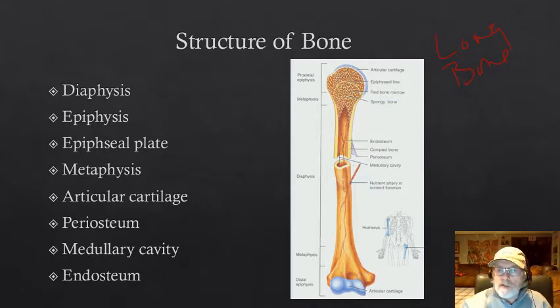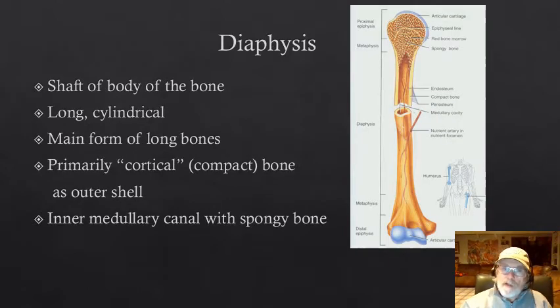So let's go ahead and get started because we have a lot to talk about. First of all, let's talk about the diaphysis. The diaphysis is basically the area or the shaft of the bone. So this arrow shows where that diaphysis is. We start about here down to about there, and basically it's the long cylindrical portion of the bone, the more tubular portion of the bone. It's the main part of most long bones. The majority of long bones are mostly diaphyseal bone.